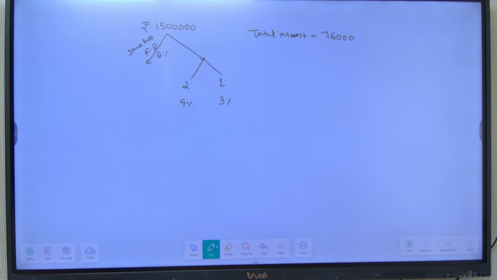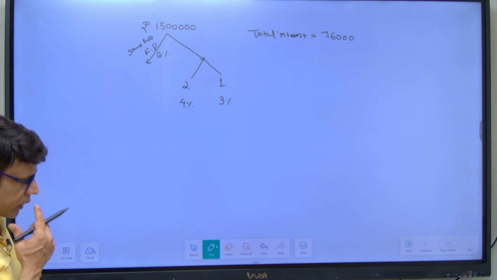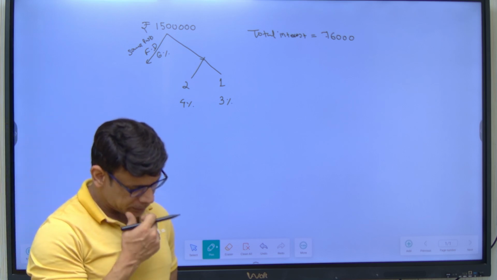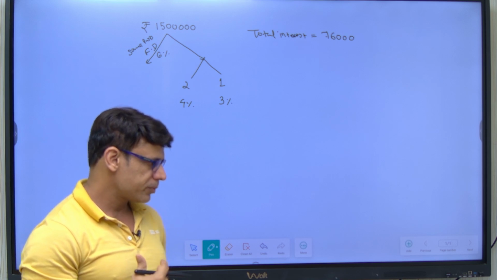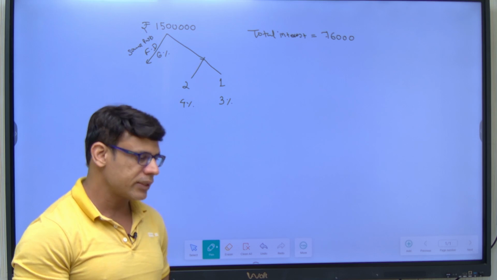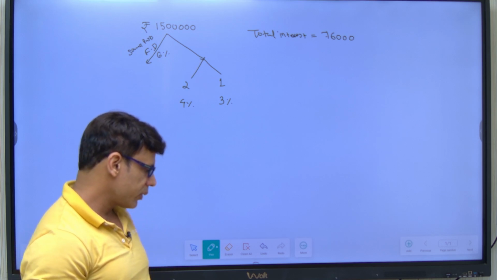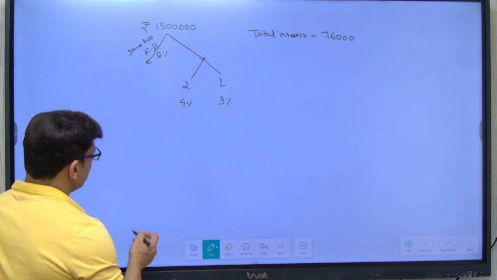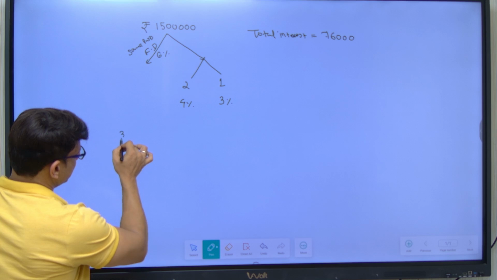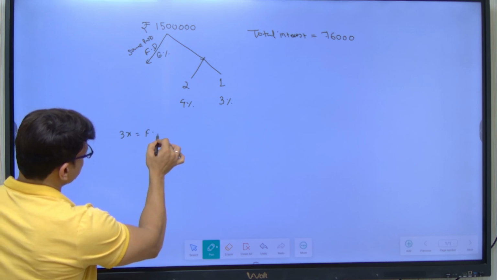Now, there are 2 methods of solving this question. One is again forming an equation and then solving it. And second is a shortcut, right? The second is more about weighted average. Then I'll tell you which exam has asked this question. That exam is considered to be one of the most difficult exams. So let's understand. He invested 3x rupees in fixed deposit.